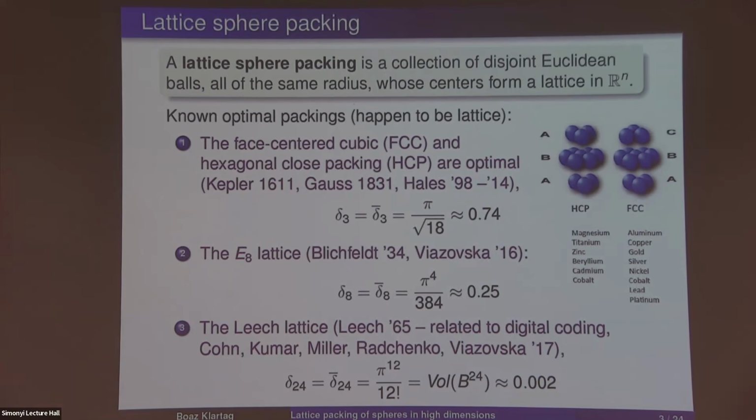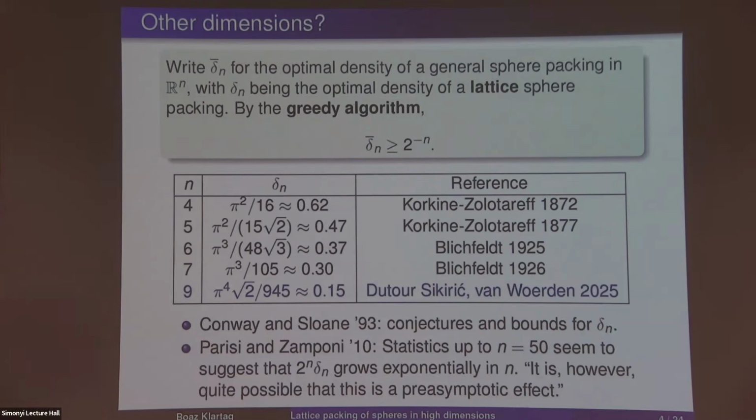More questions? What is the difference between the bar and the... Yeah, that's exactly it. Delta is for lattice sphere packing, and the one with the bar is the bigger number, which is the density of general sphere packing. We don't know if they are different in any single example, but Rogers conjectured that they are different in high dimension.